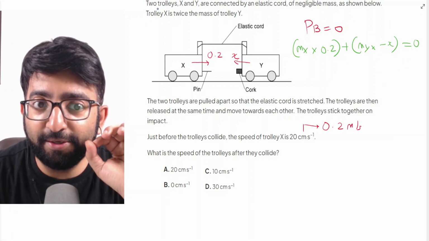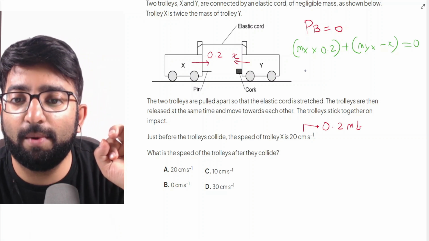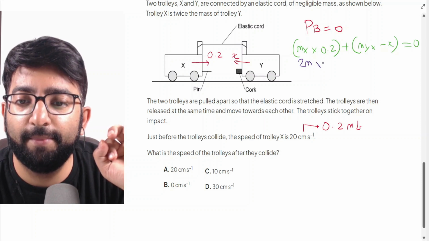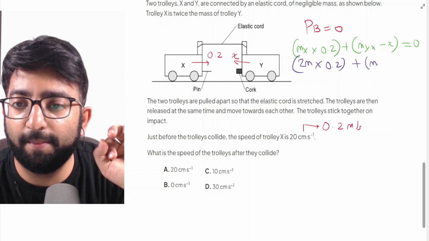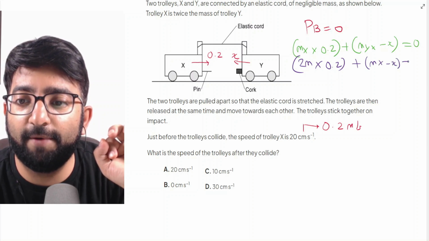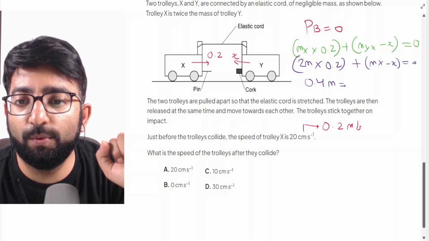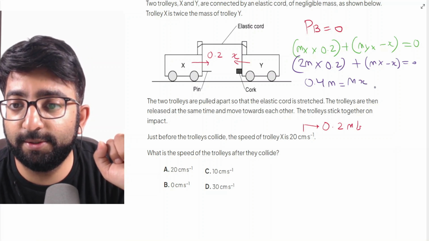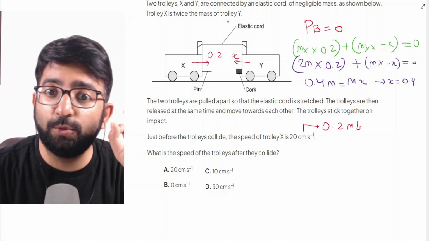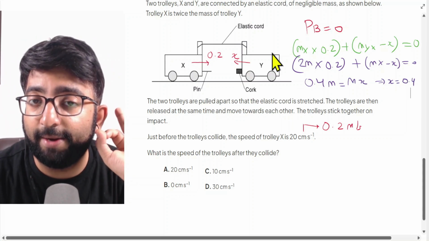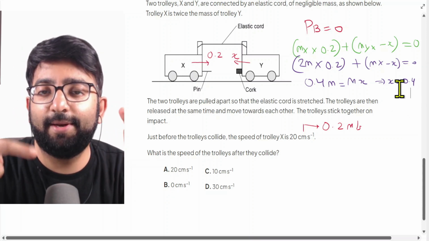Now, in the question, it is mentioned that trolley x is twice the mass of trolley y. So let's consider mass of x as 2m. On the other hand, let's consider mass of y as m. And let's try to simplify this equation. We'll get 0.4 multiplied by m, that will be equal to m into x. On solving, we will get x is equal to 0.4, which means before the impact, trolley Y is moving with a speed of 0.4 meters per second, but towards the left hand side.